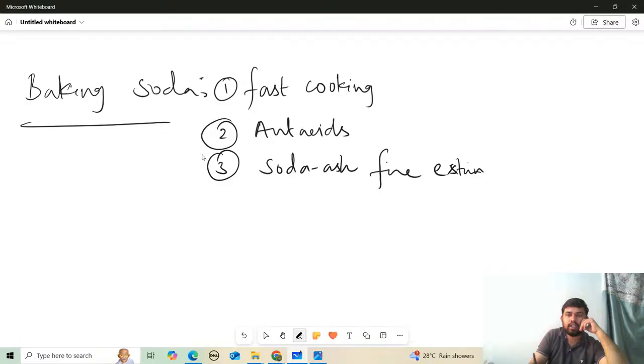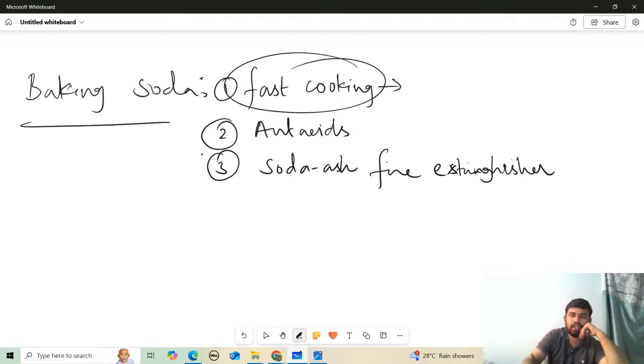Soda ash for extinguishing, the fire extinguisher, right? So how will they use it in fast cooking? Try to understand this baking soda.